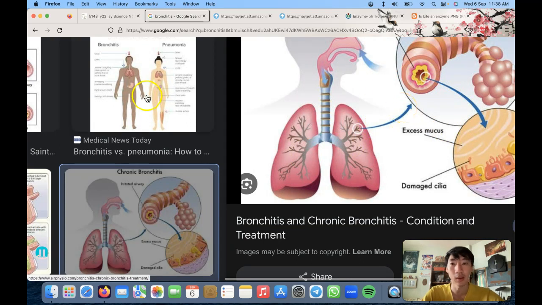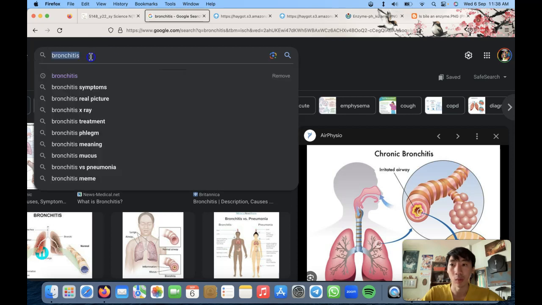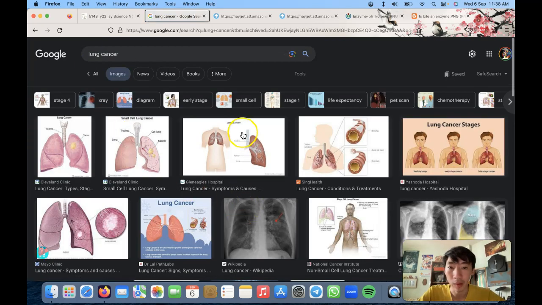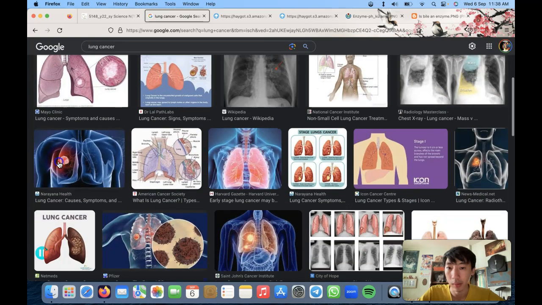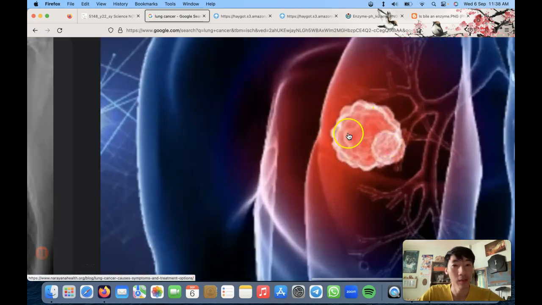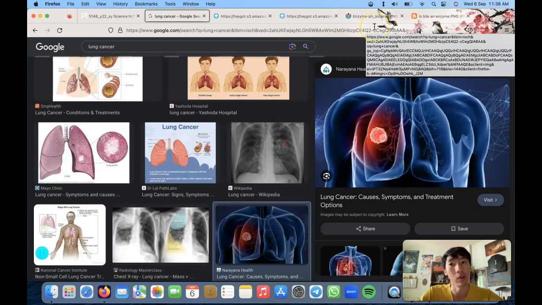That's called bronchitis. And then the other issue is lung cancer. Of course, we know what cancer is already. Cancer is the growth of cells in the lungs. Something like this. So it's the lungs, and then there's a huge growth of cancer cells in the lungs. Of course, this will cause you to have breathing problems and all that.